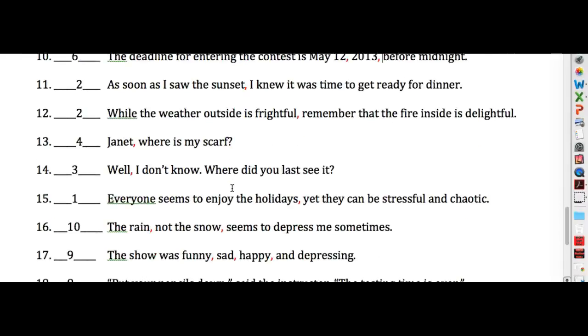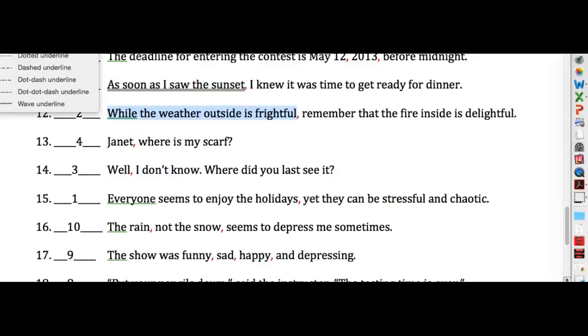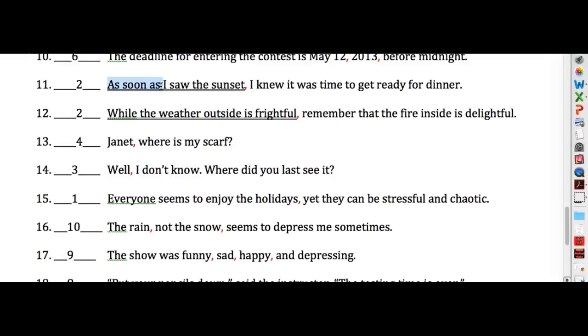Numbers 11 and 12 are both introductory dependent clauses. So you'll see "as soon as I saw the sunset," and I'll double underline that to show you, and you'll see down here, "while the weather outside is frightful," and we can put our double underline there just to show that these are both dependent clauses that begin with subordinating conjunctions. As soon as is a subordinating conjunction, and while is a subordinating conjunction.